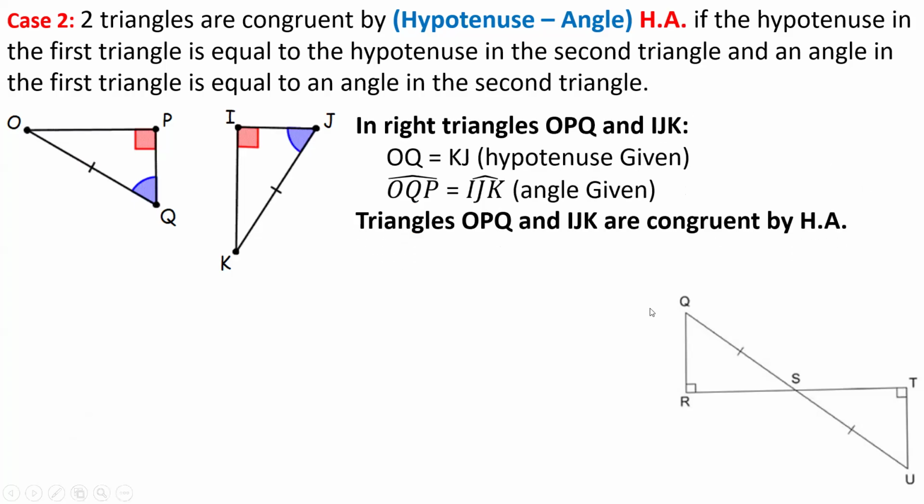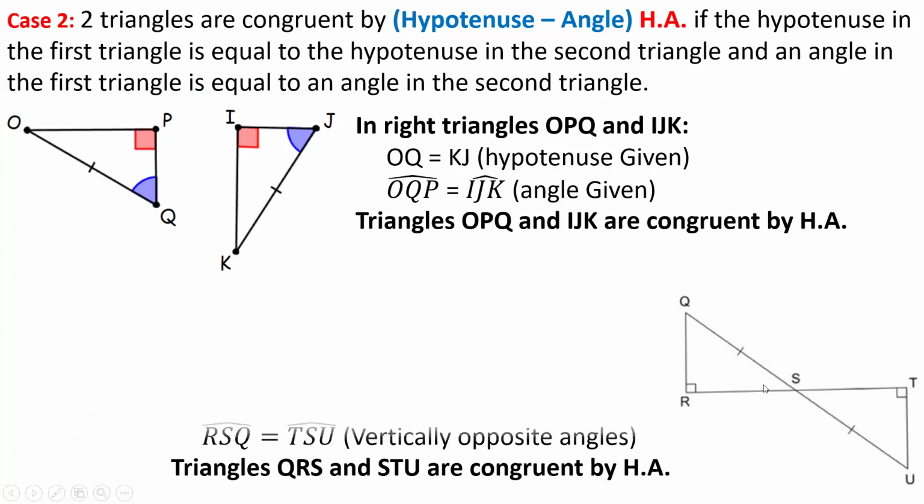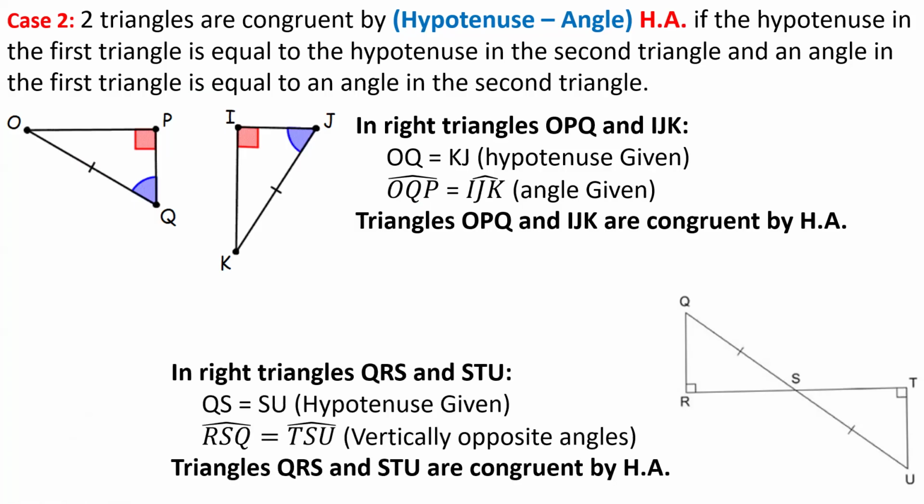Also, in the second figure, you can see two right triangles, QRS and STU. The first one is right at R, so the hypotenuse is QS. The second triangle is right at T, so the hypotenuse is SU. From the marks, you can see that QS is equal to SU, and the angle QSR is equal to angle TSU. These are vertically opposite angles. They are equal. So this is how we prove it. Then the two triangles are congruent by HA.